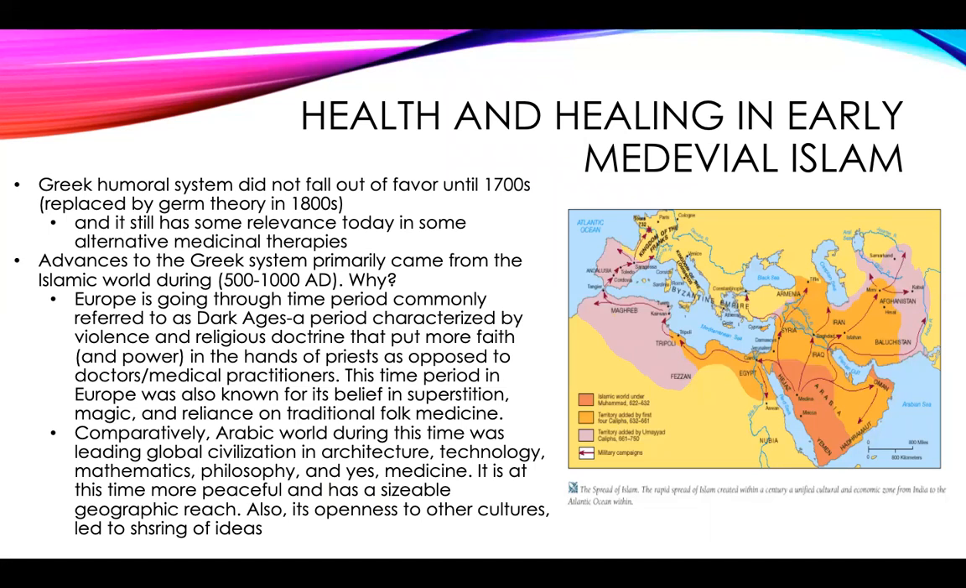Advances to the Greek system did primarily come out of this Islamic world during the 500 to 1000 time period. Your book makes a really strong argument about why it came out of the Islamic world and not Europe. That's because Europe, as they note, is going through the Dark Ages during this time period. This time period is characterized by violence. There are a lot of wars and military skirmishes going on, and religious doctrine that put more faith and power in the hands of priests as opposed to doctors and medical practitioners.